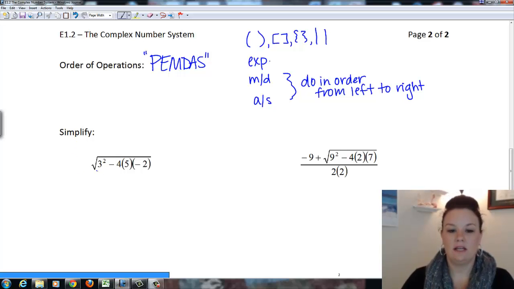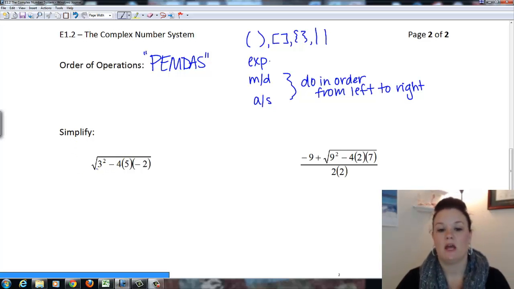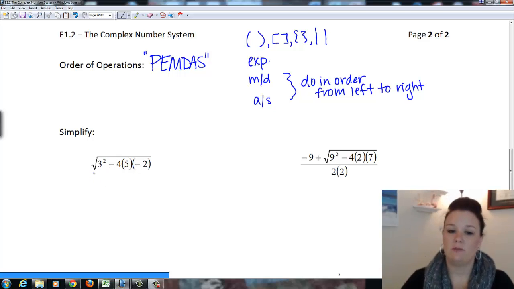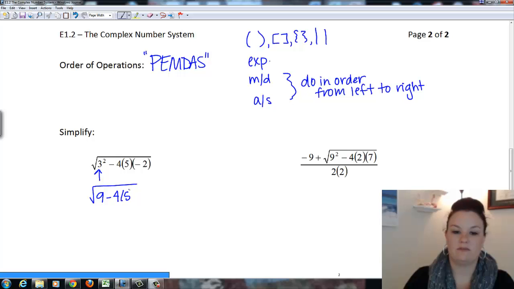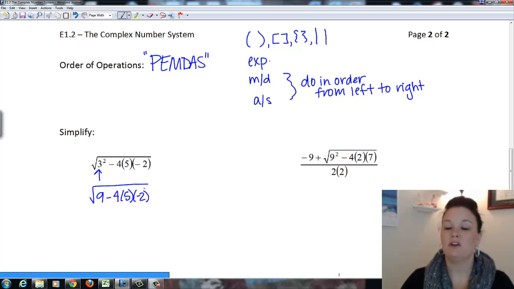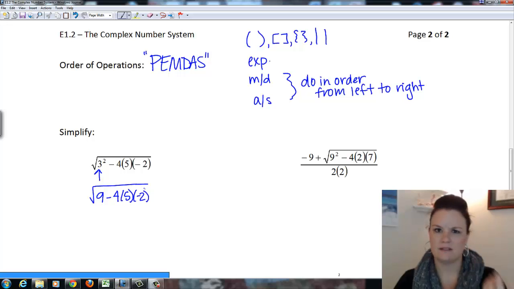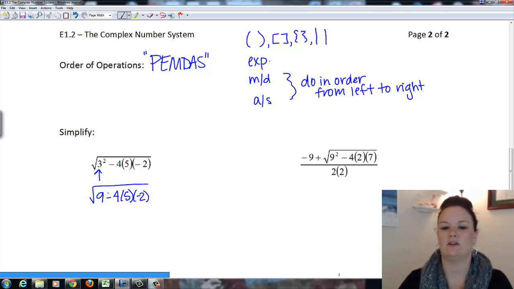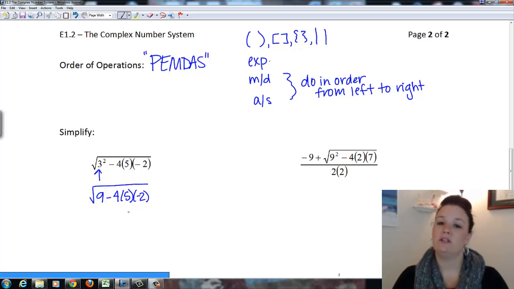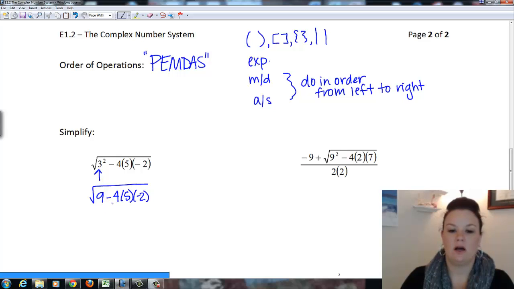Simplifying. Underneath my square root, okay, I have an exponent and I have multiplication. So I have no grouping symbol, so I'm going to go ahead and do my exponent first. So that gives me the square root of 9 minus 4 times 5 times negative 2. Now underneath my radical, I'm still working. My radical kind of acts as a grouping symbol in this case because it's going to be the last thing I do. I have multiplication. Remember we do it left to right because I have more than one thing being multiplied. So I'm going to go ahead and do negative 4 times 5 first. So I have square root of 9 minus 20 times negative 2.